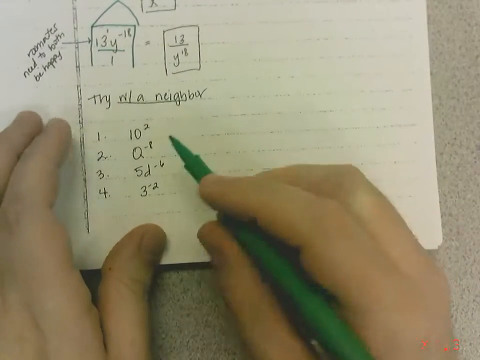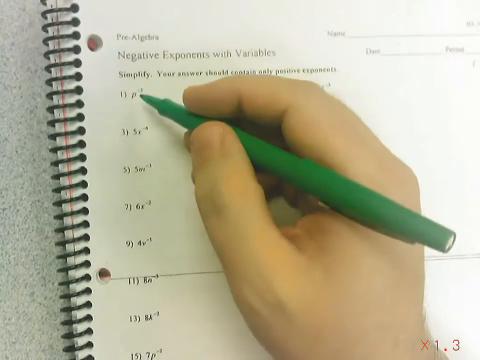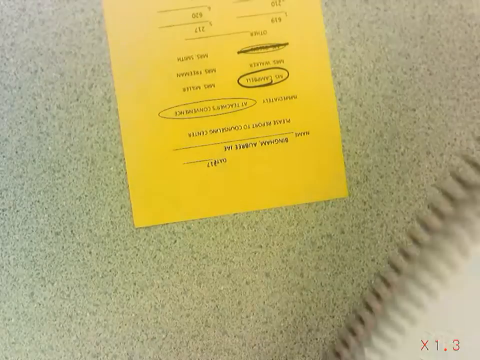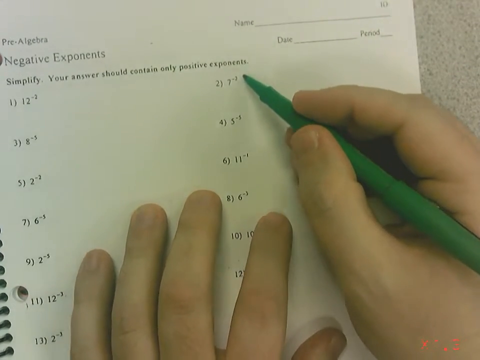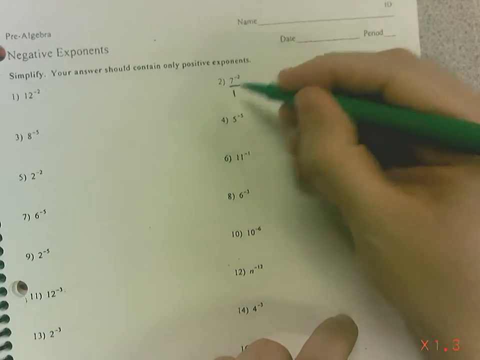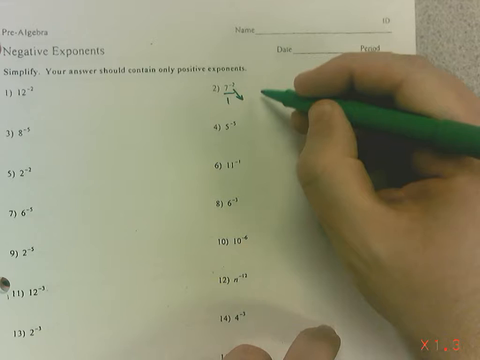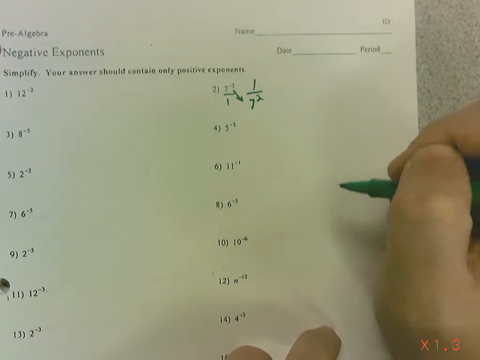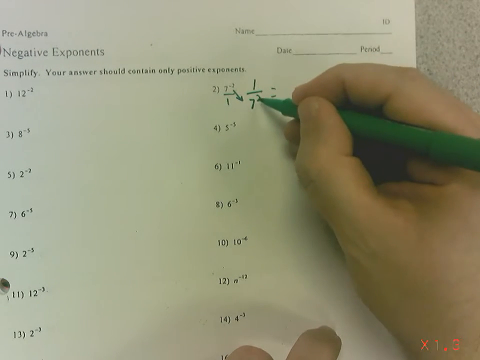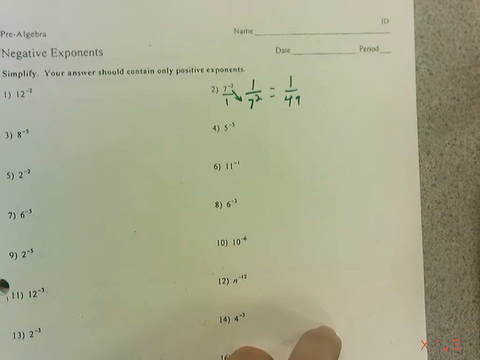So for example, let's go look at the actual assignment here. Let's look at page 4. Let's say I want to take 7 to the negative 2 and figure out what that is. If you think of it as 7 to the negative 2 over 1, they switch places to make him positive. He has to move downstairs, and then that guy would go upstairs and be 1 over 7 to the second power. And then we can simplify that some more. 7 times 7 would be 49, so it'd be 1 over 49. Okay, and that's really all you're doing here.